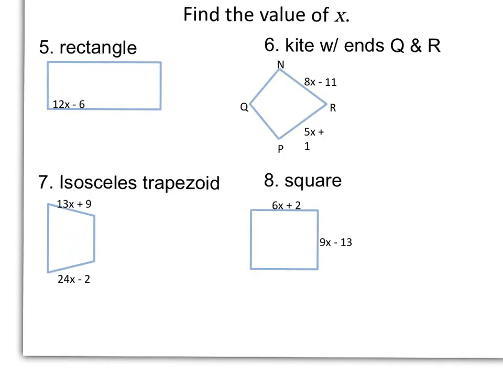And in our last examples, we are going to find the value of x. In number 5, we have a rectangle, so we know that we have four right angles. And the 12x minus 6 is one of our angles. Now, right angles are always 90 degrees, so I can say that 12x minus 6 equals 90. And then if we solve for x, I'm going to add 6, and then divide by 12, I get x equals 8.